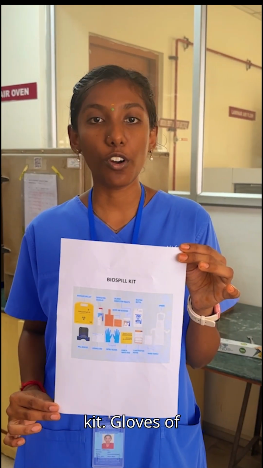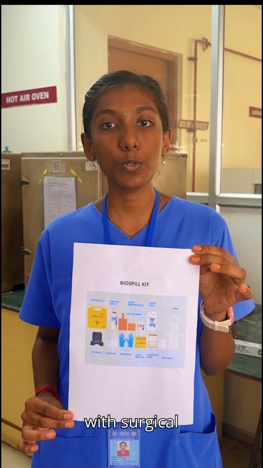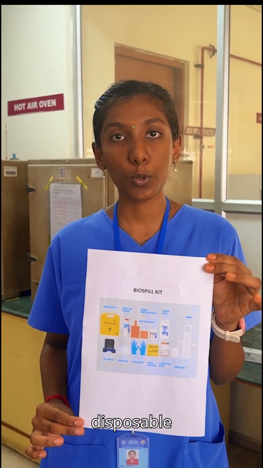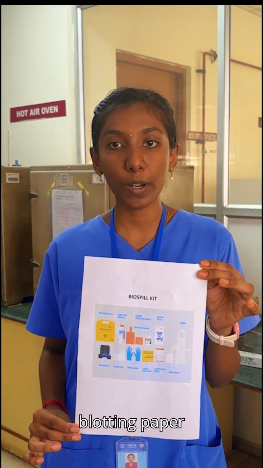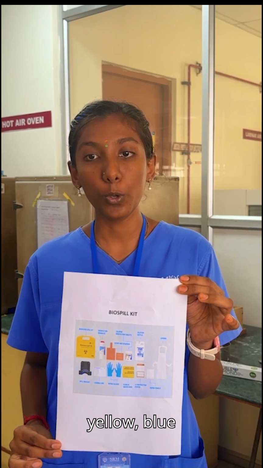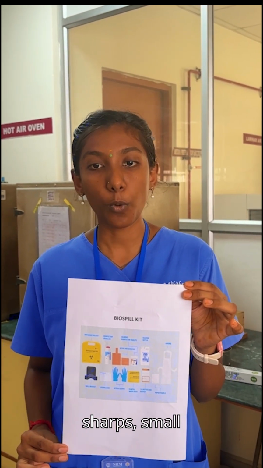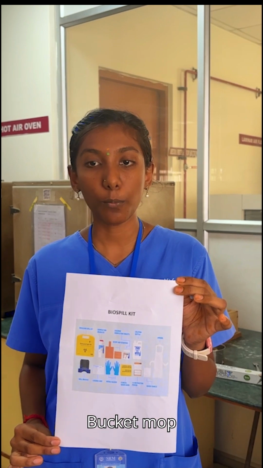Biospill kit: gloves, 2 pairs; mucous membrane protection for eyes, nose and mouth, goggles with surgical mask, disposable full face shield; fluid resistant disposable aprons or tie back gowns; absorbent materials like newspaper, blotting paper or cloth; waste collection bags, red, yellow, blue or white; water resistant shoe covers; cleaning sharps, small dustbin, small brooms, forceps for cleaning up broken glass; cleaning equipment, bucket, mop, sodium hypochlorite solution.